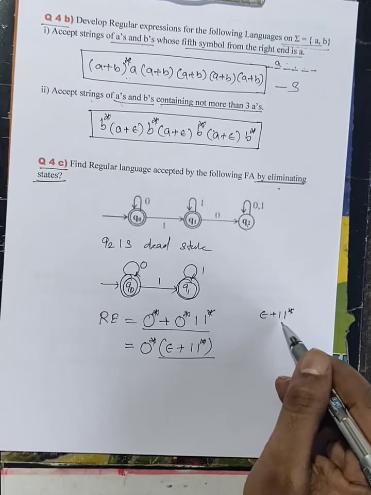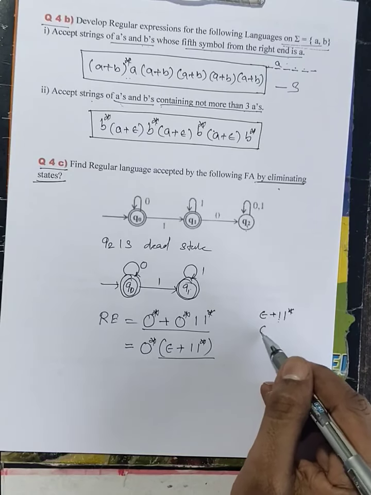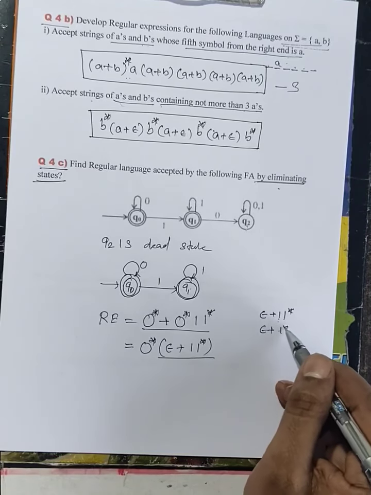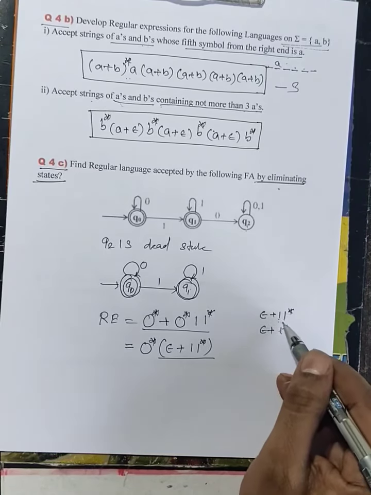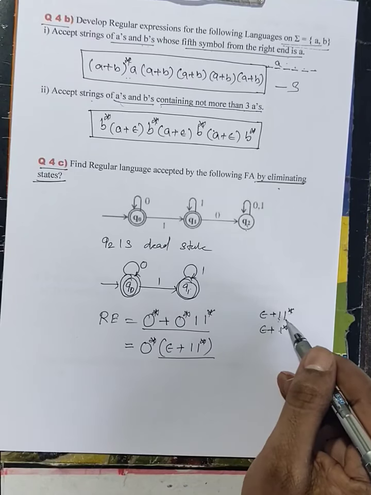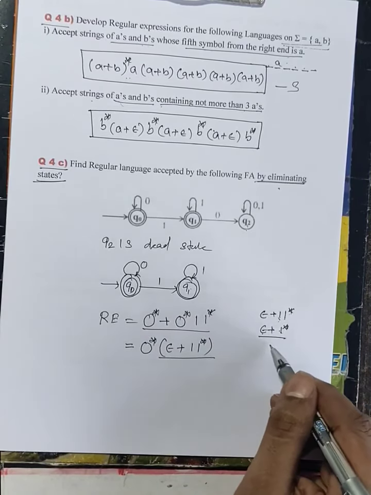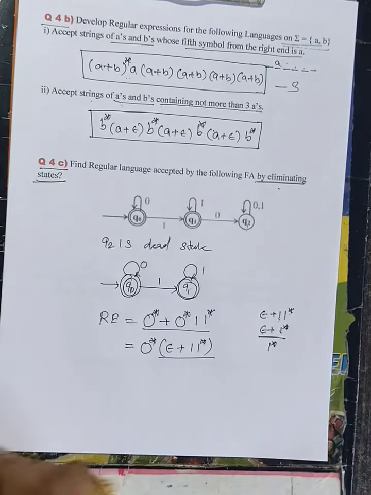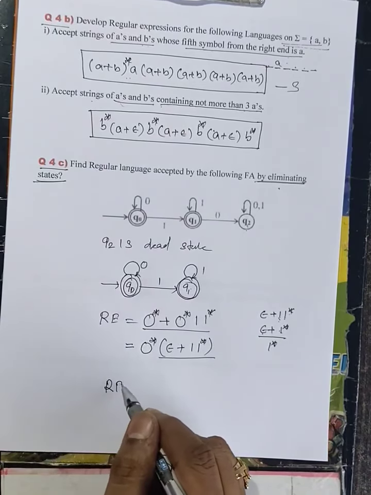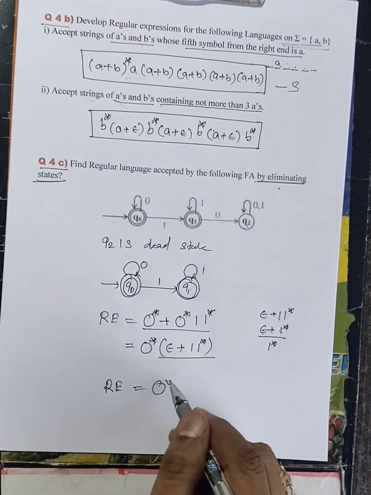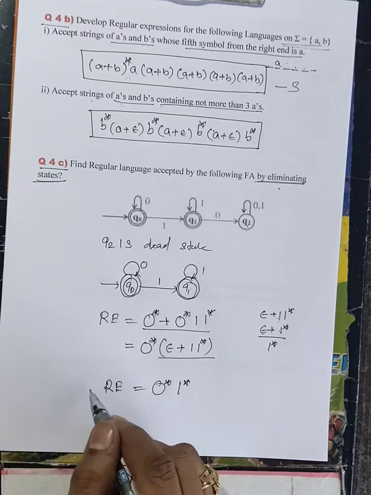1 to the power star can generate 1 or any number of 1. 1 to the power star can generate epsilon. For this again we can write 1 to the power star. Regular expression for this is 0 star 1 star.